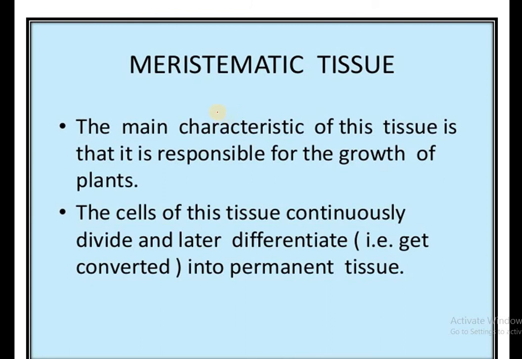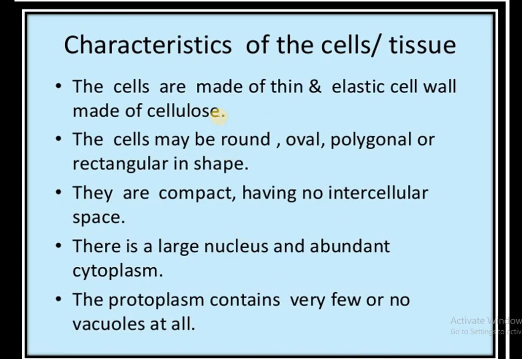Let us see some characteristics of the meristematic tissues. The main characteristic of this tissue is that it is responsible for growth of the plants. The cells of this tissue continuously divide and later differentiate, that is, get converted into permanent tissues. There are more characteristics. The cells have a thin and elastic cell wall made of cellulose. The cells may be round, oval, polygonal, or rectangular in shape. They are compact, having no intercellular spaces. There is a large nucleus and abundant cytoplasm. The protoplasm contains very few or no vacuoles at all.